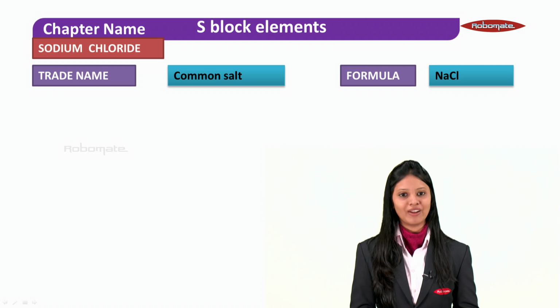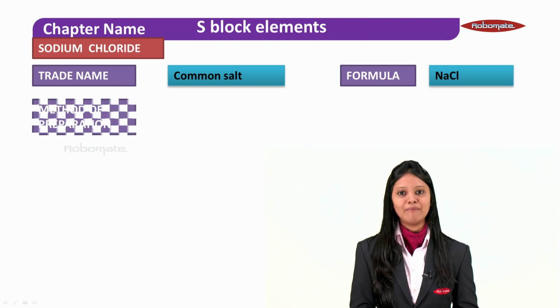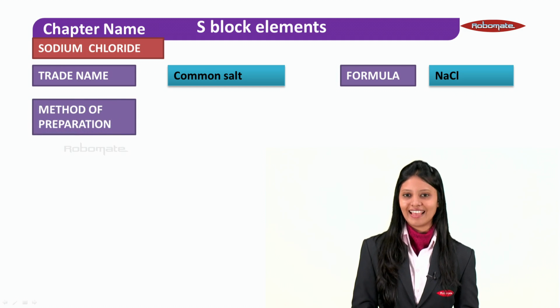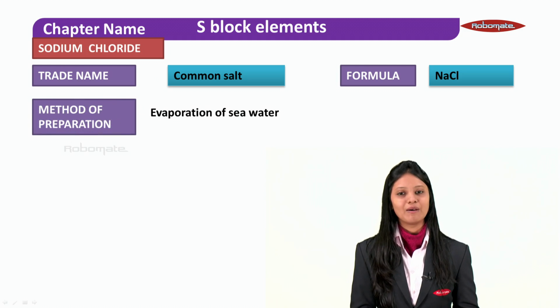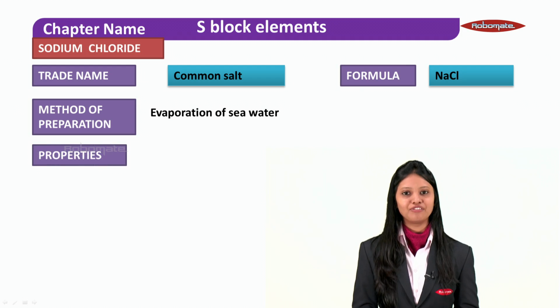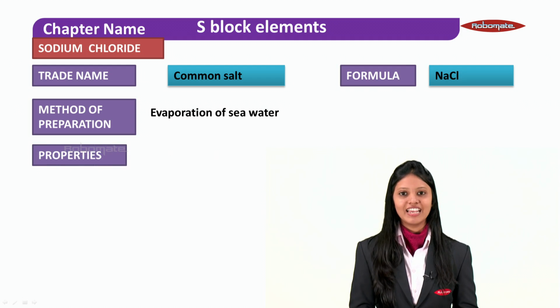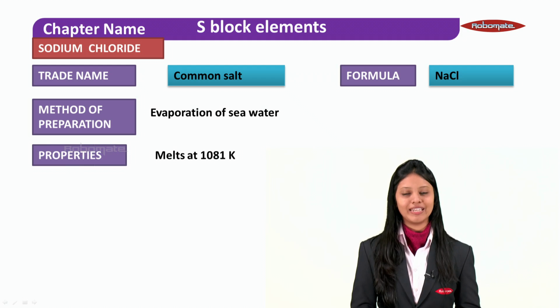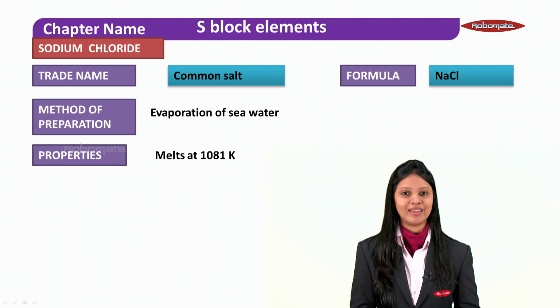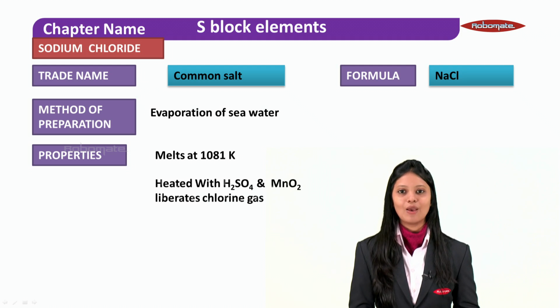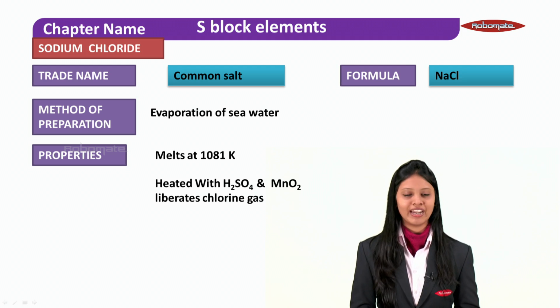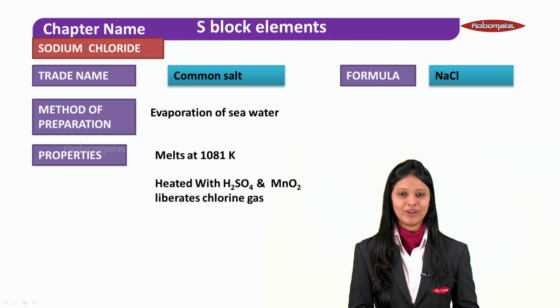The formula for sodium chloride is NaCl. The method of preparation is very common, and that is evaporation of seawater. When we talk about properties of sodium chloride, the first important property is that it melts at 1081 Kelvin. Remember students, salts always have a very high melting point. Second important property is that when it is treated with H2SO4 and MnO2, it liberates chlorine gas.